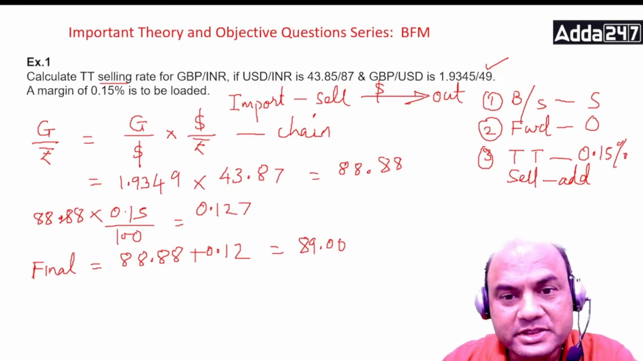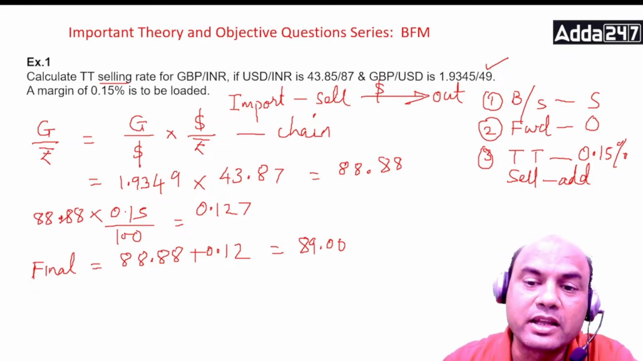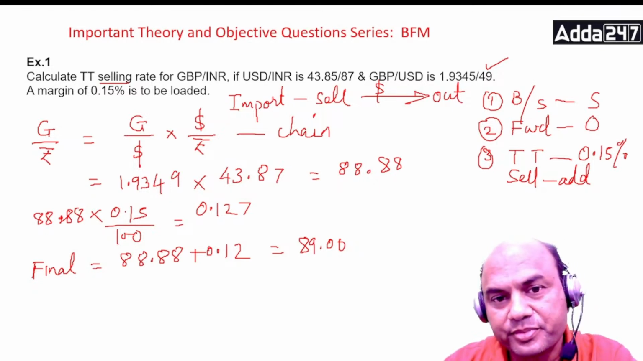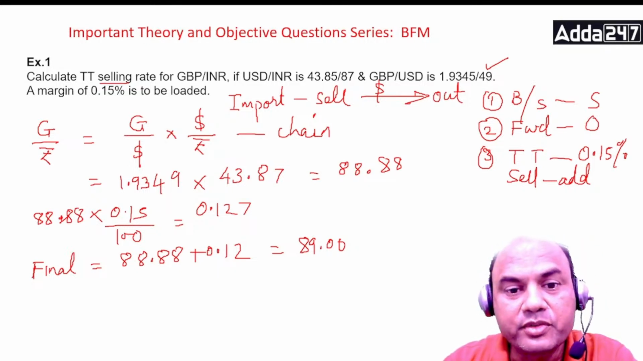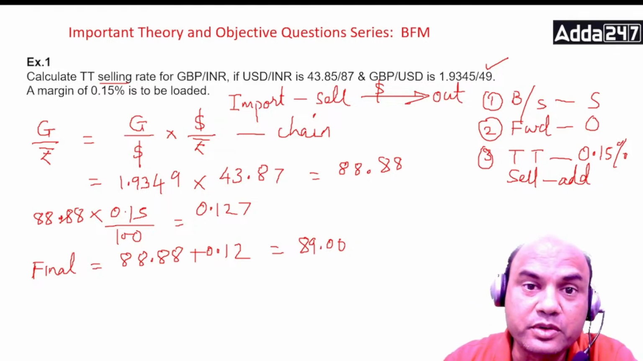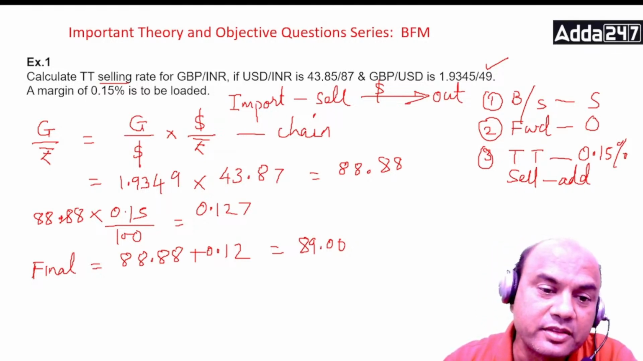So let's do this. First, what do you want? You want the GBP to INR rate. Do you have GBP to INR? You don't. What do you have? USD to INR, you have it? Yes. GBP to USD, you have it? Yes. So use the chain rule then.